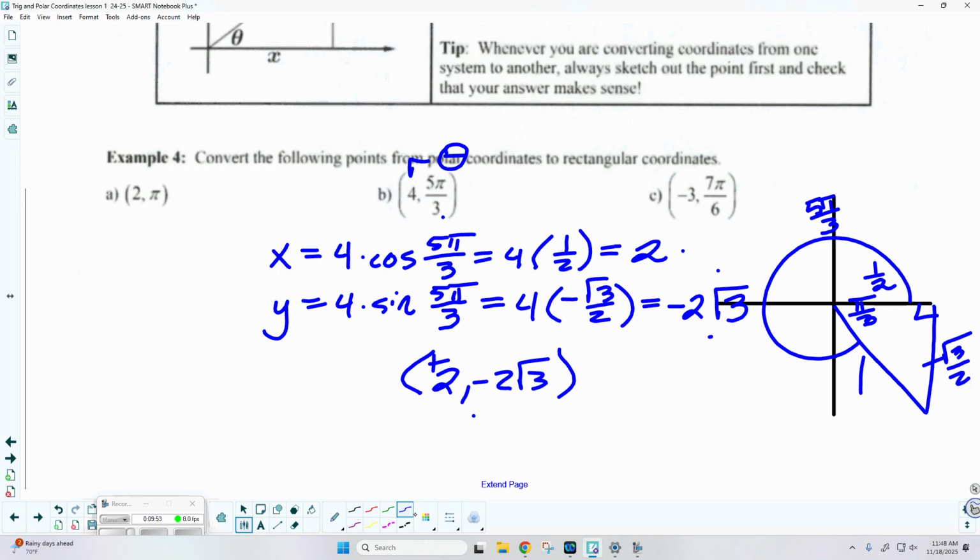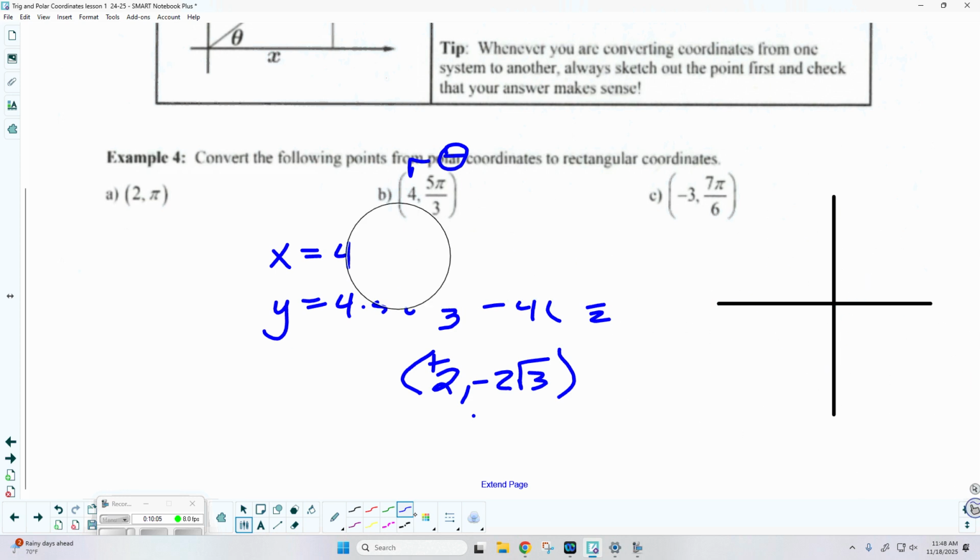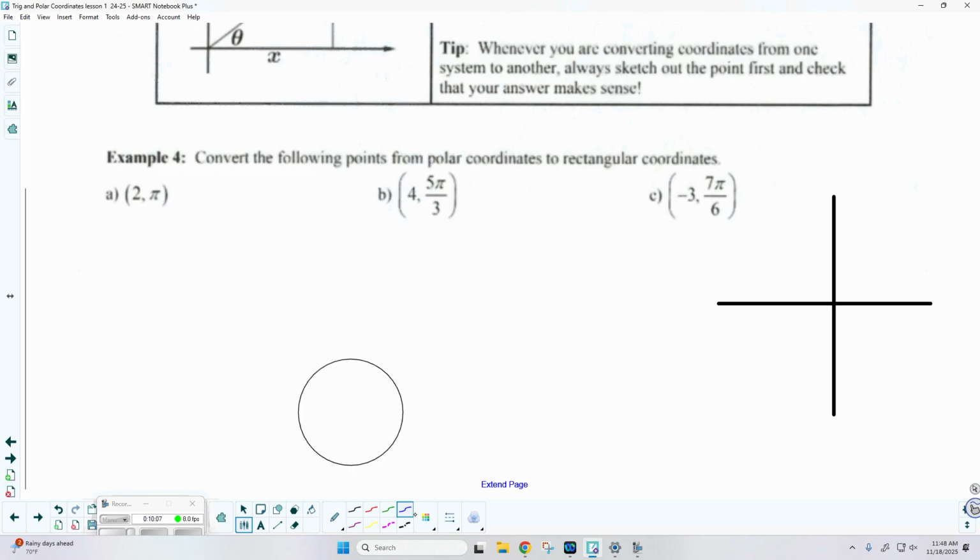Okay. Anybody having a hard time with this? All right. Let's go ahead and try one on your own. Try C. Okay. I'll give you about a minute. Now, very quickly, before I start the timer, we got the point -3, 7 pi over 6. What quadrant would that be in?